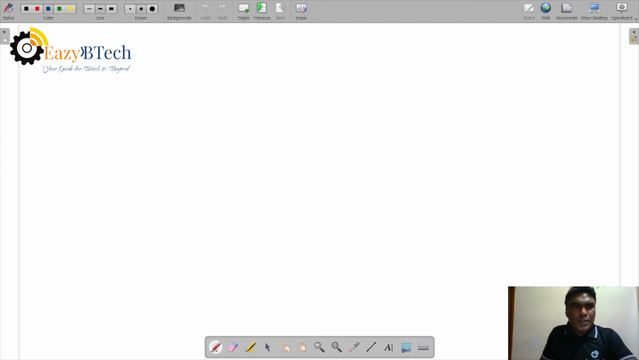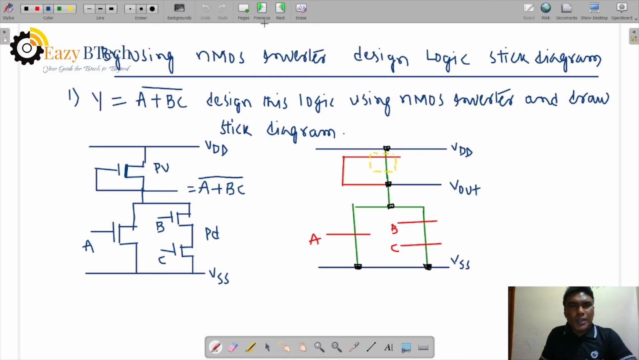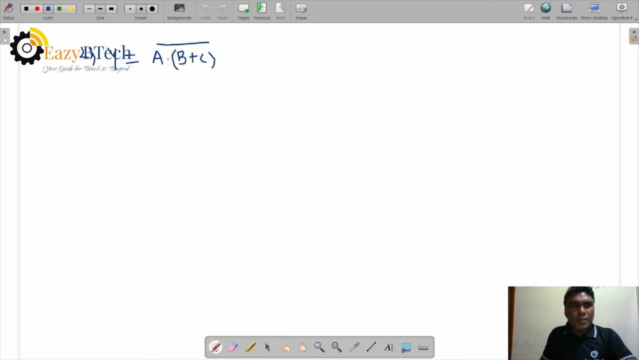Let us see the second one. Y is equal to A into B plus C, complement. So it is A into B plus C. So design this using the NMOS design style. Let us see this in NMOS design style.